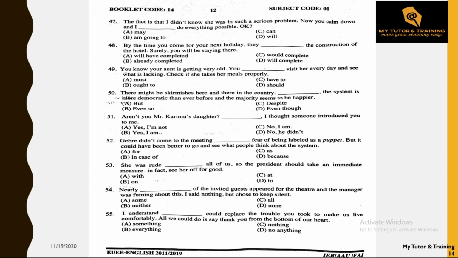Question 53. She was rude dash all of us, so the president should take an immediate measure, in fact see her off for good. Rude with, rude on, rude at, rude to. The answer is d, because always the word rude is followed by the preposition to.